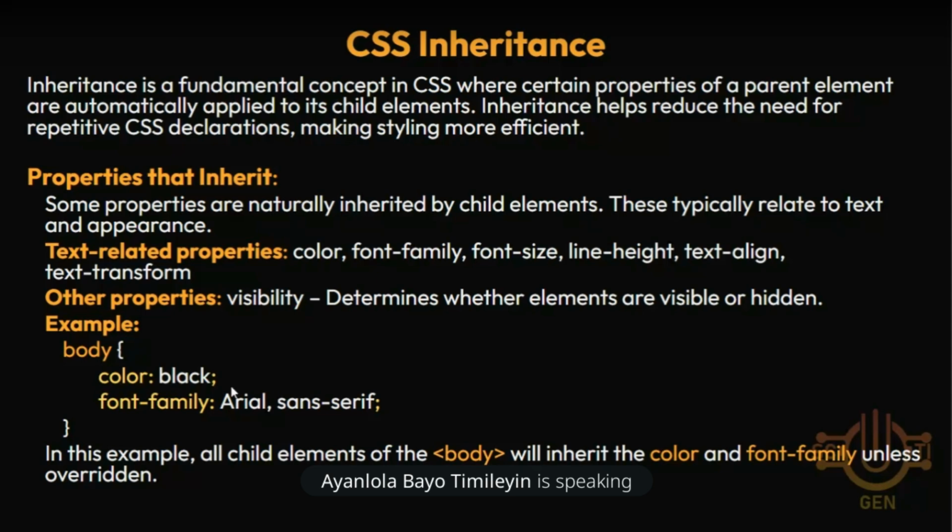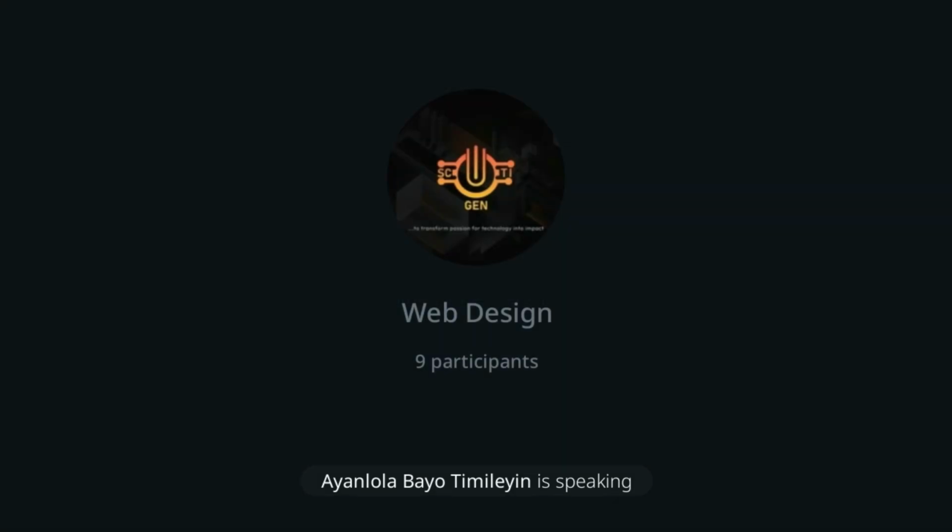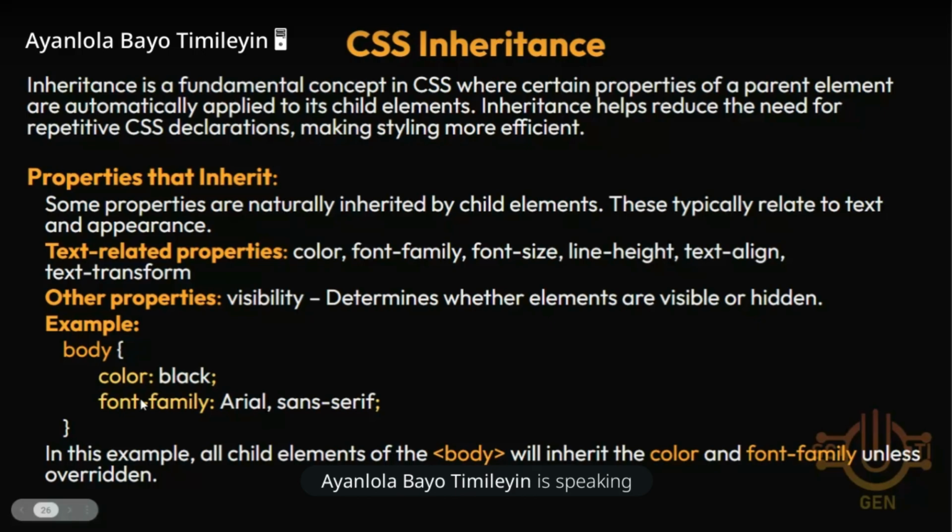Look at this example here. We have body, color black, and then the font family Arial and sans serif. In this example, all child elements of the body will inherit the color and font family unless overridden. So, except you actually target a particular element and say, okay, this element must have so color. That is when it will change.